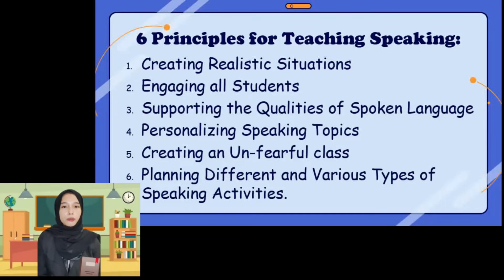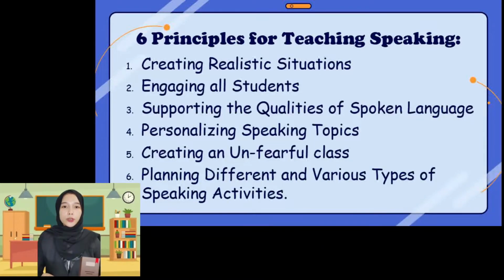So the third one is supporting the qualities of spoken language. When we speak our own language, we sometimes use different ways to communicate, right? To make sure people understand us and that we understand them, for example, we ask someone to repeat or use different body language. So students should learn to do the same when they speak a foreign language, and teachers should support these qualities when teaching speaking, right?